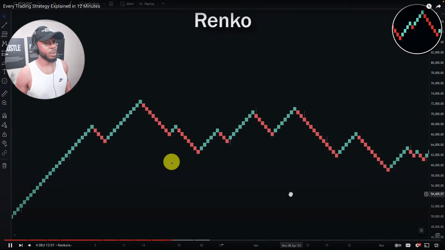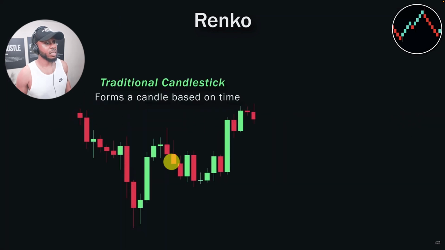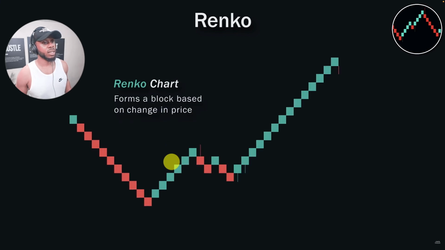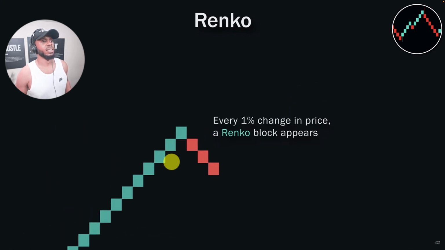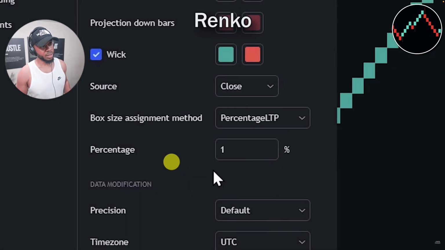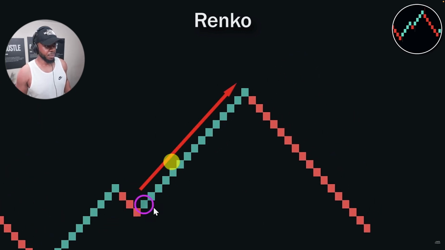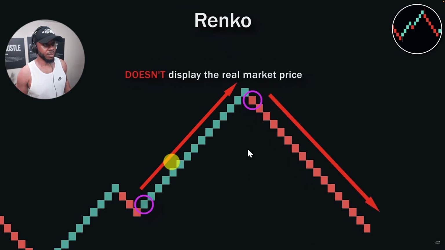So, unlike a traditional candlestick which forms a new candle based on a certain period of time, a Renko chart forms its block based on the change of price. For example, every 1% change in price, a Renko block appears. This means that each Renko block represents a 1% change in price. Of course, you can change the parameters of this through the indicator settings. Traders could utilize Renko charts to filter out noise and identify trends. A green Renko block signals an uptrend, and a red Renko block signals a downtrend. And keep in mind that Renko charts only act as an indicator. It does not display the real market price.